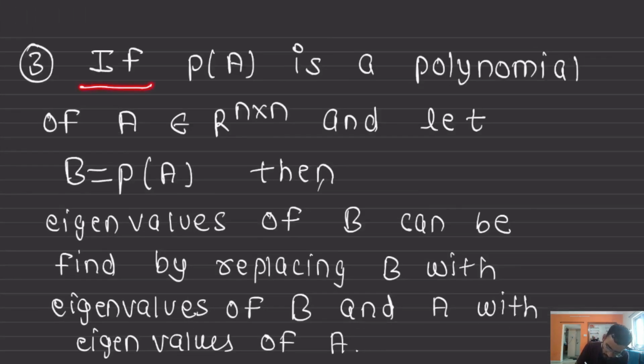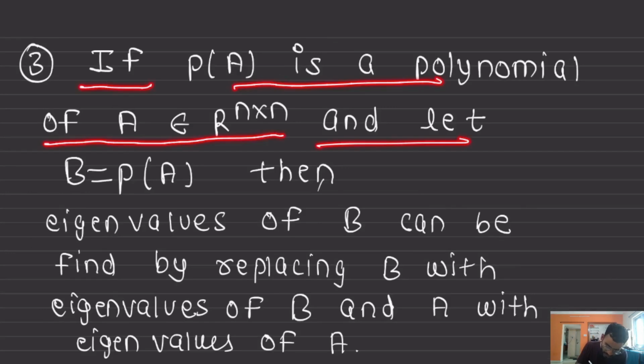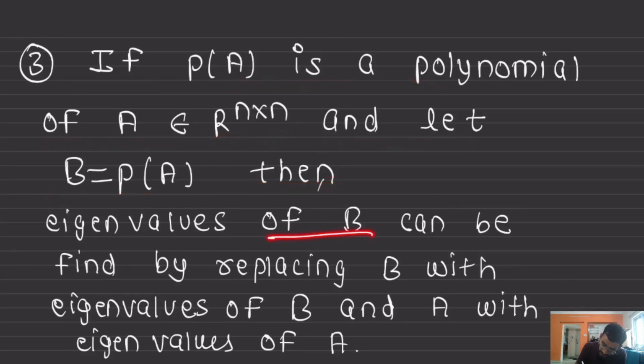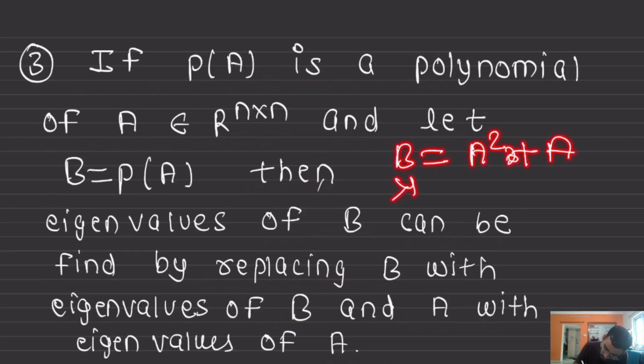Third one: if p of A is a polynomial of A, which is an n cross n matrix, and B is equal to p of A, then the eigenvalues of B can be found by replacing B with the eigenvalues of B and A with the eigenvalues of A. Which means, let's say B equals A squared plus A, then the eigenvalue of B, which is mu, equals lambda squared plus lambda. You can write this down.